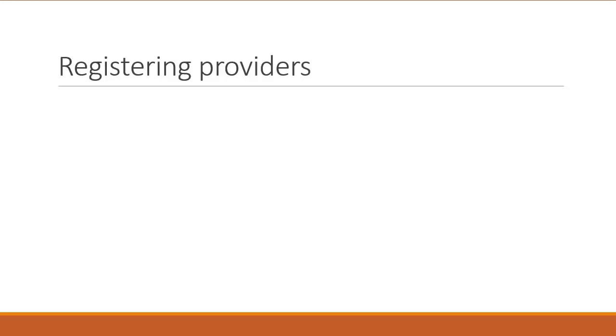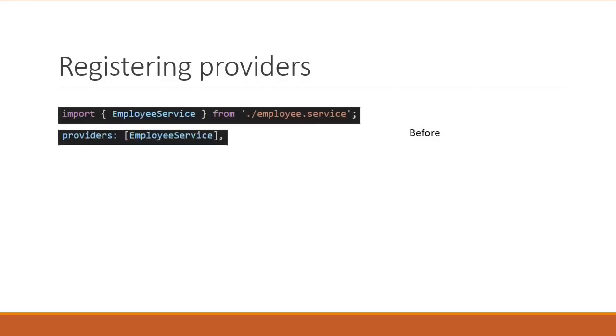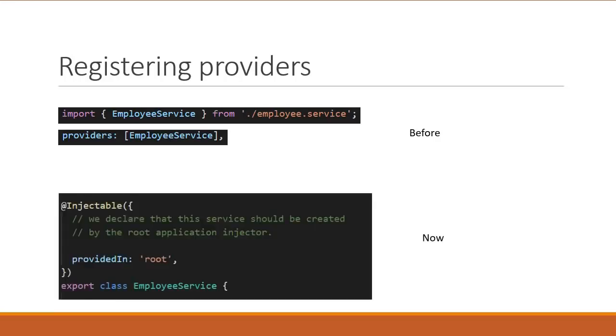The next addition is a pretty cool one, which is concerned with registering providers. Earlier, if we had a service, to make use of the service, we would register it with the injector in a particular module. We would import it and then add it to the providers array. But now we can do that in the service itself. And the way we do that is using the providedIn property in the Injectable decorator.